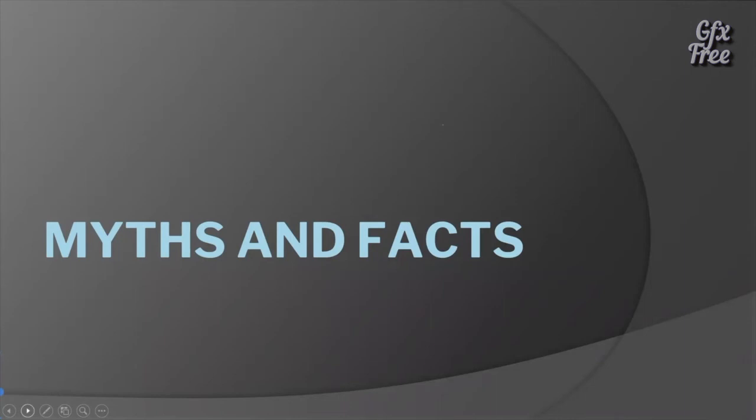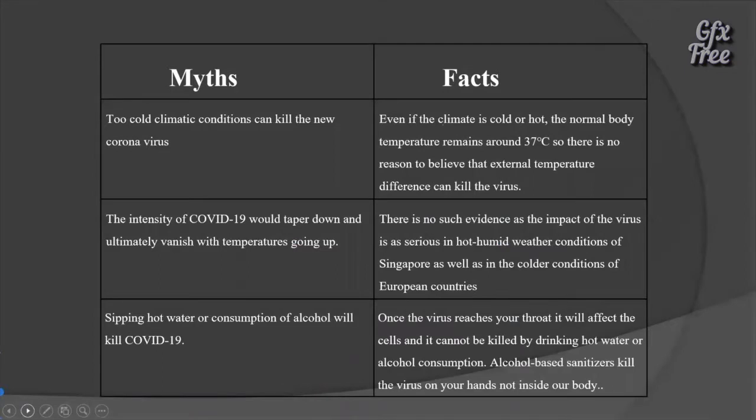Some of the myths and facts that we come across about COVID-19. Myth: too cold climatic conditions can kill the new coronavirus. People say that, but the fact is, even if the climate is cold or hot, the normal body temperature remains around 37 degrees Celsius. So, there is no reason to believe that external temperature difference can kill the virus.